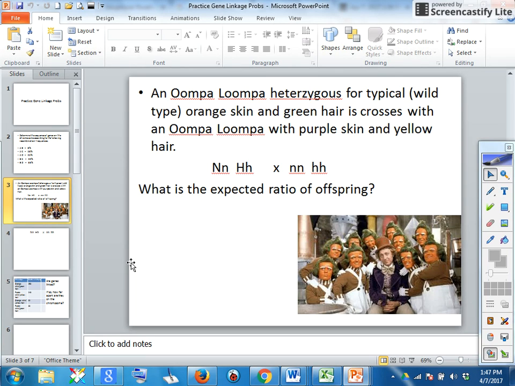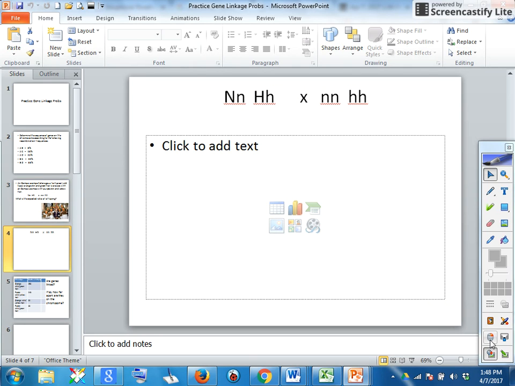And they have a recessive hair color, which is yellow. So, to see if these genes are linked, we did this little test cross. And we crossed a heterozygous Oompa Loompa with a homozygous recessive Oompa Loompa. So this guy was normal, orange skin, green hair, but they're heterozygous for those traits. This particular Oompa Loompa has purple skin and yellow hair, and the only way they're going to have that recessive trait is if they are homozygous for both traits.